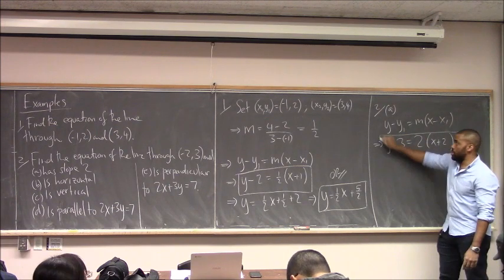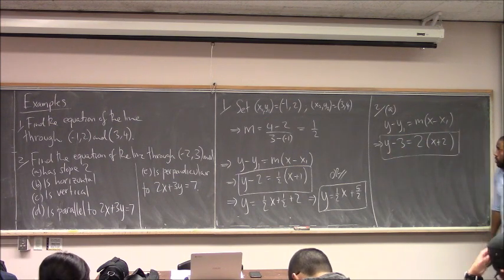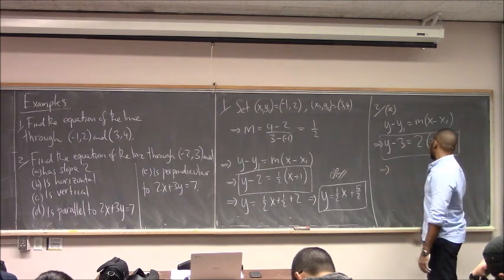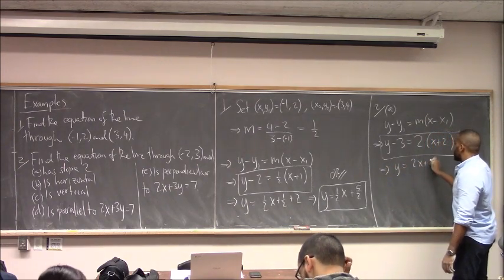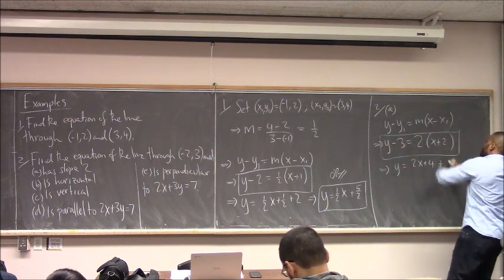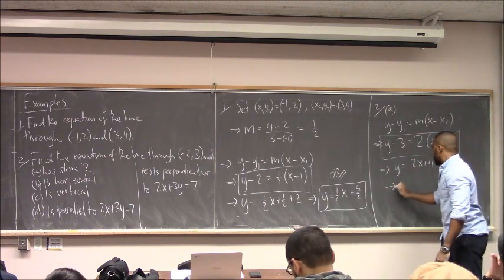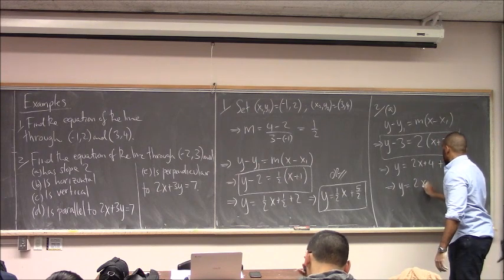And in general, that would be fine for me. I wouldn't care. Or if you want to put it in the slope-intercept form, you can solve for y. 2x plus 4 plus the 3 that you bring over. So you know y will be 2x plus 7.